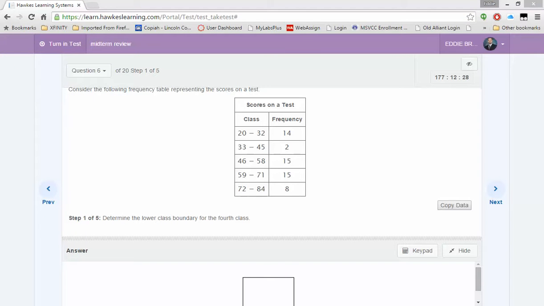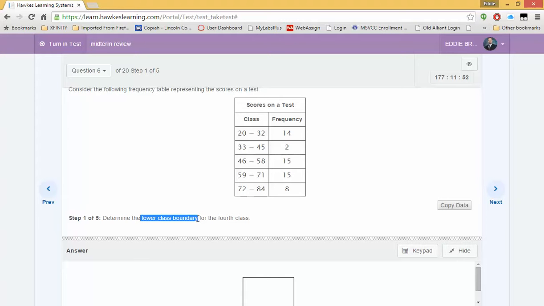Number 6. Consider the following frequency table representing the test scores on a test. Determine the lower class boundary for the fourth class. Alright, so 1, 2, 3, here's my fourth class. The smallest number is 59. That's actually the lower class limit, 59. Ooh, almost missed that one. So you have to be careful about this wording here.